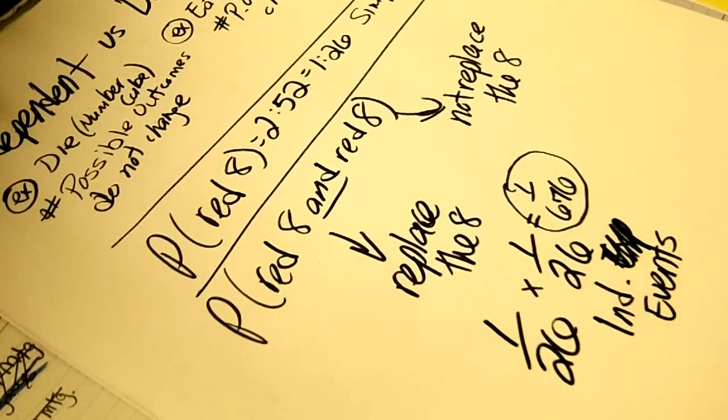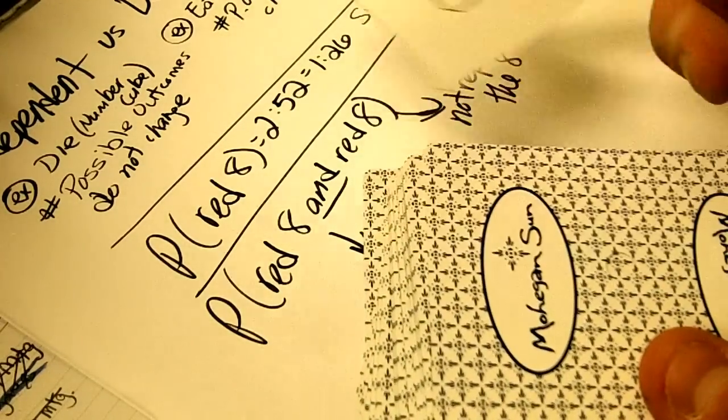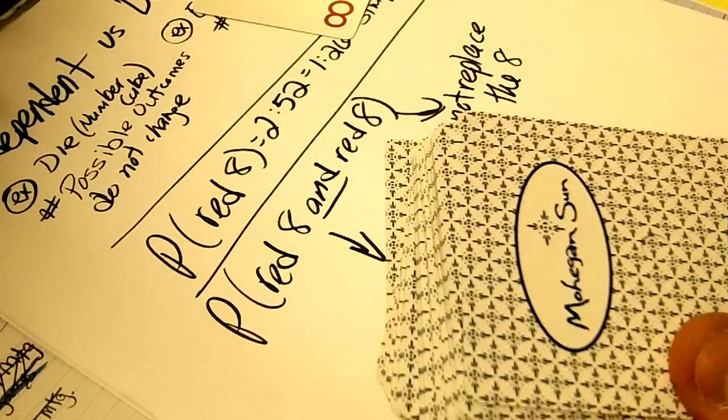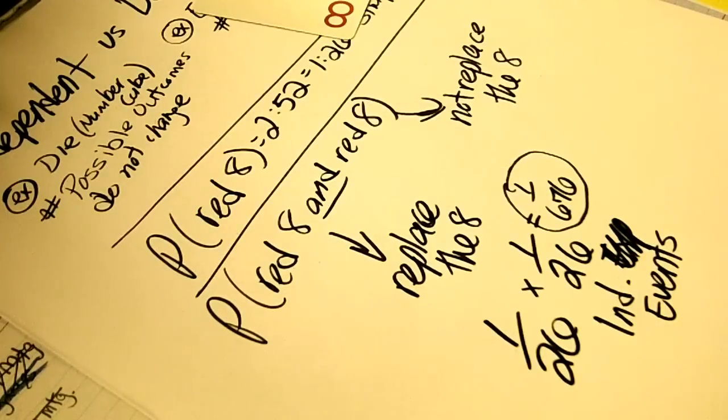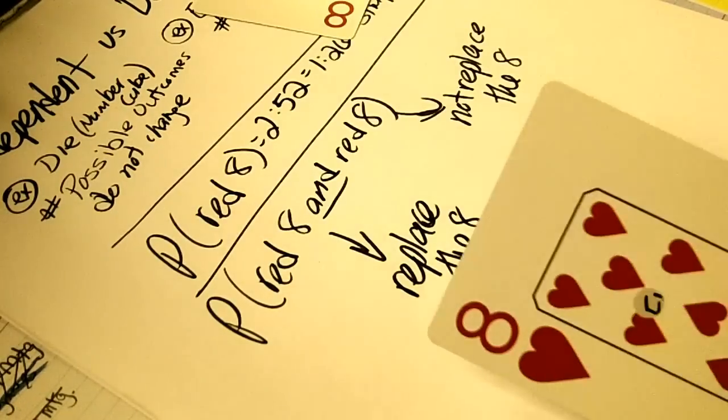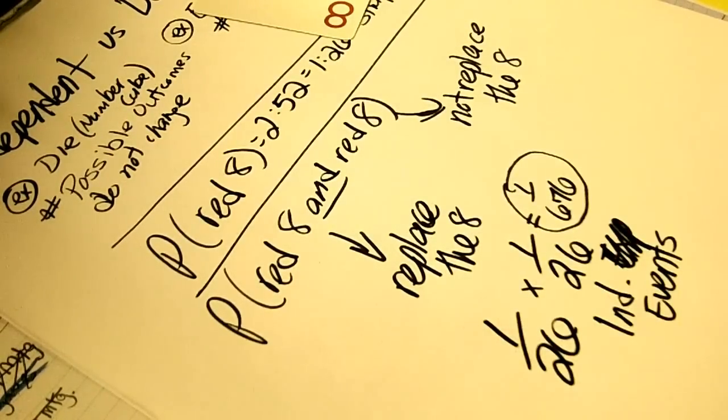Now, what if we don't replace it? What if I pick my 8 out, and instead of putting it in my deck of cards, I throw it away? There it is on the top of the screen. Now, if I want to pick that other 8, my chance is not going to be 1 out of 26 again. It's going to be a little different.